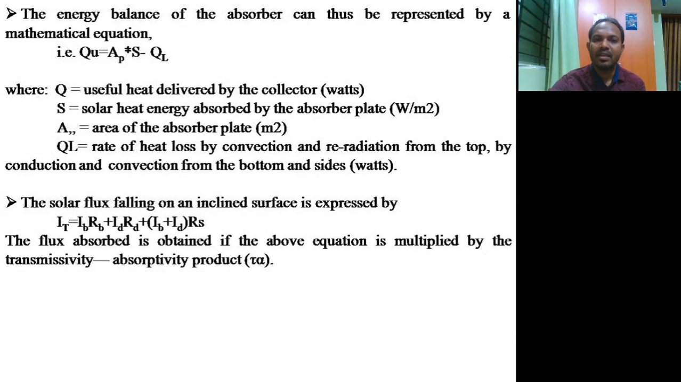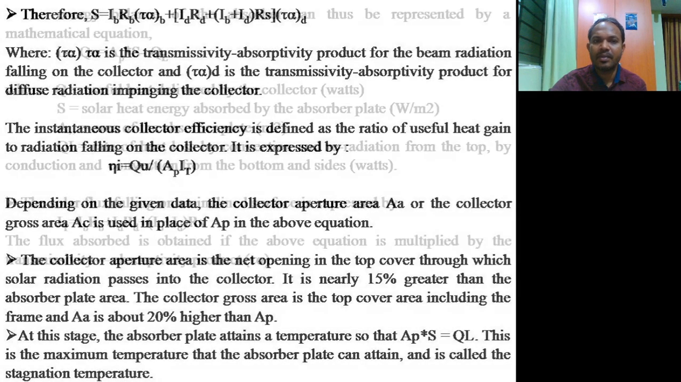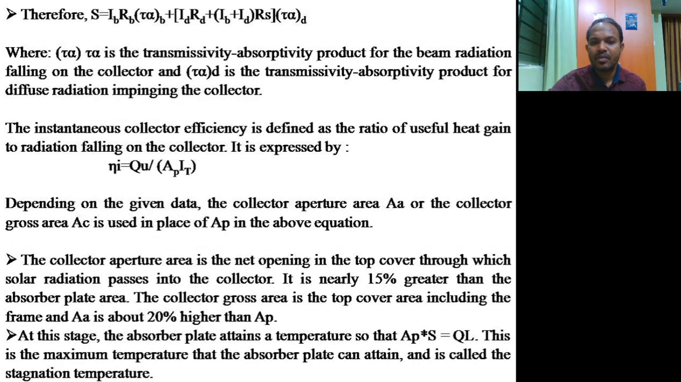Now, my dear friends, this is what it says. If the useful heat delivered by the collector, Qu, is 0, then QL will be equal to AP into S. Even in this expression, if you take Qu equal to 0, then QL is equal to AP into S. This is the idea behind it. At this stage, the maximum temperature that the absorber plate can attain is what we call the stagnation temperature.